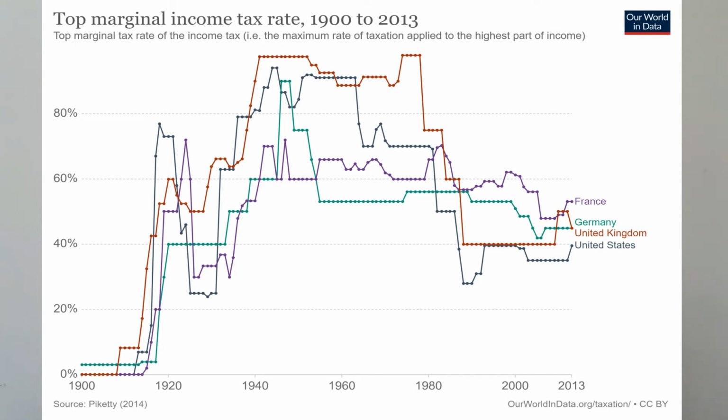A lot of countries had the top rate of tax at about 90%. Just so as not to scare you, that doesn't mean that 90% of all the income you make is taxed at 90%. It means that 90% of everything you make above a certain threshold is taxed at that amount.